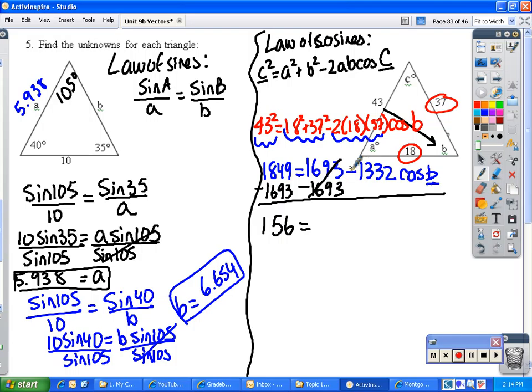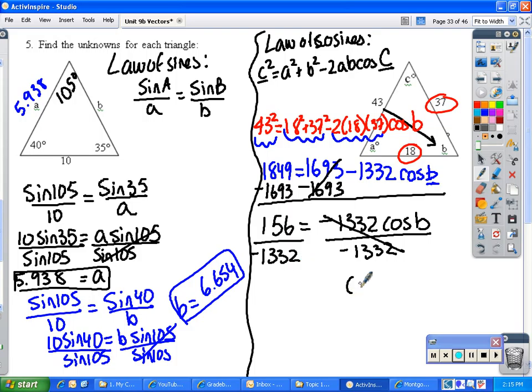Over here, don't forget the negative. There's negative 1332 cosine of B. Okay. This number is now being multiplied by the cosine of B, and I'm still working at getting B by itself. I can get rid of a number being multiplied by dividing. I'm dividing by 1332. We divide this number by negative 1332. Over on the right, I have cosine of B. Over on the left, I have 156 divided by negative 1332, which is negative 0.117117. It keeps repeating. Great, I'm almost done.